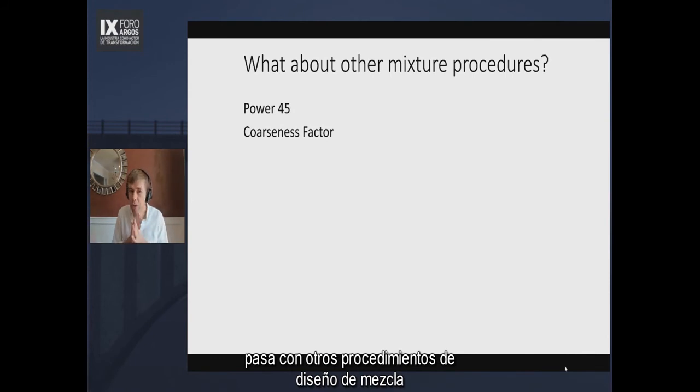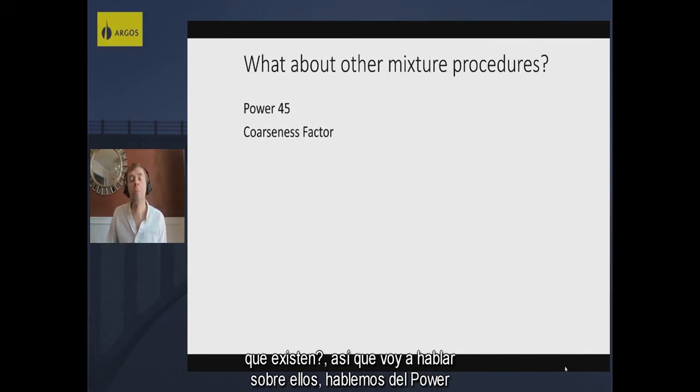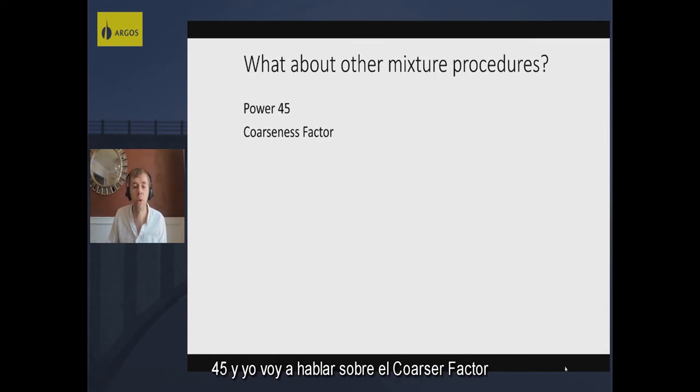Now, there's other mixture design procedures that are out there. So I'm going to talk about those. I'm going to talk about the Power 45, and I'm going to talk about the coarseness factor.